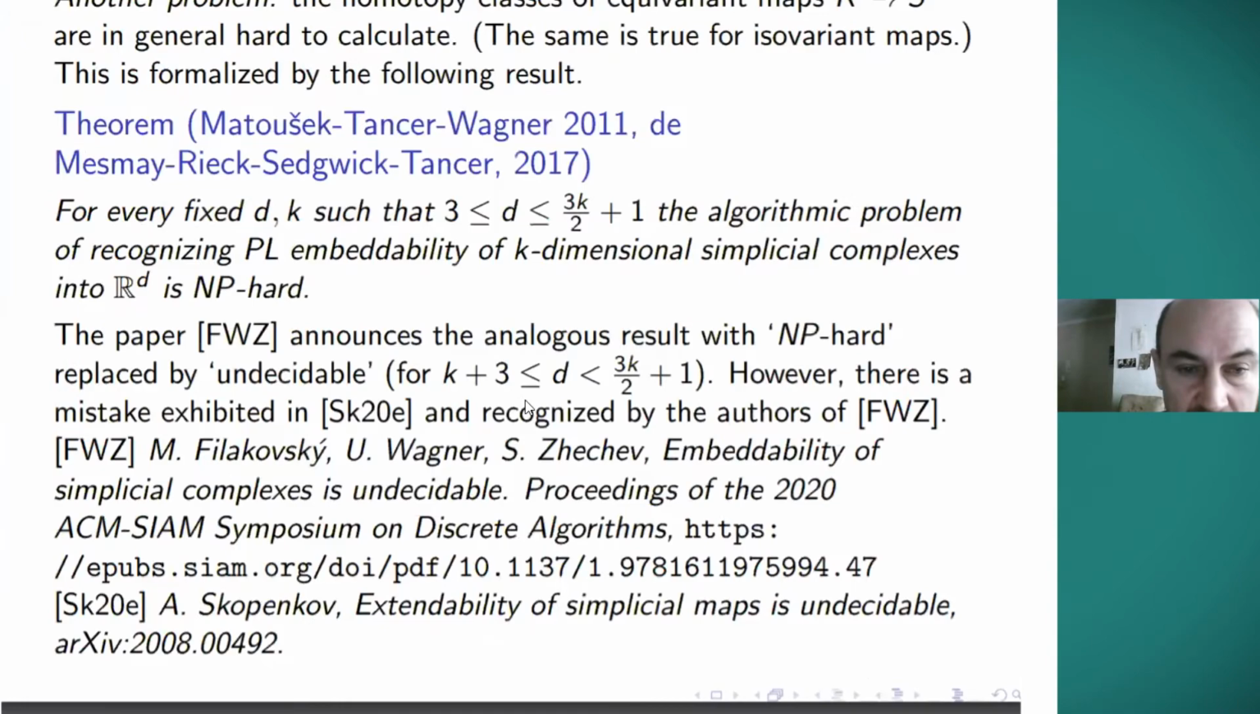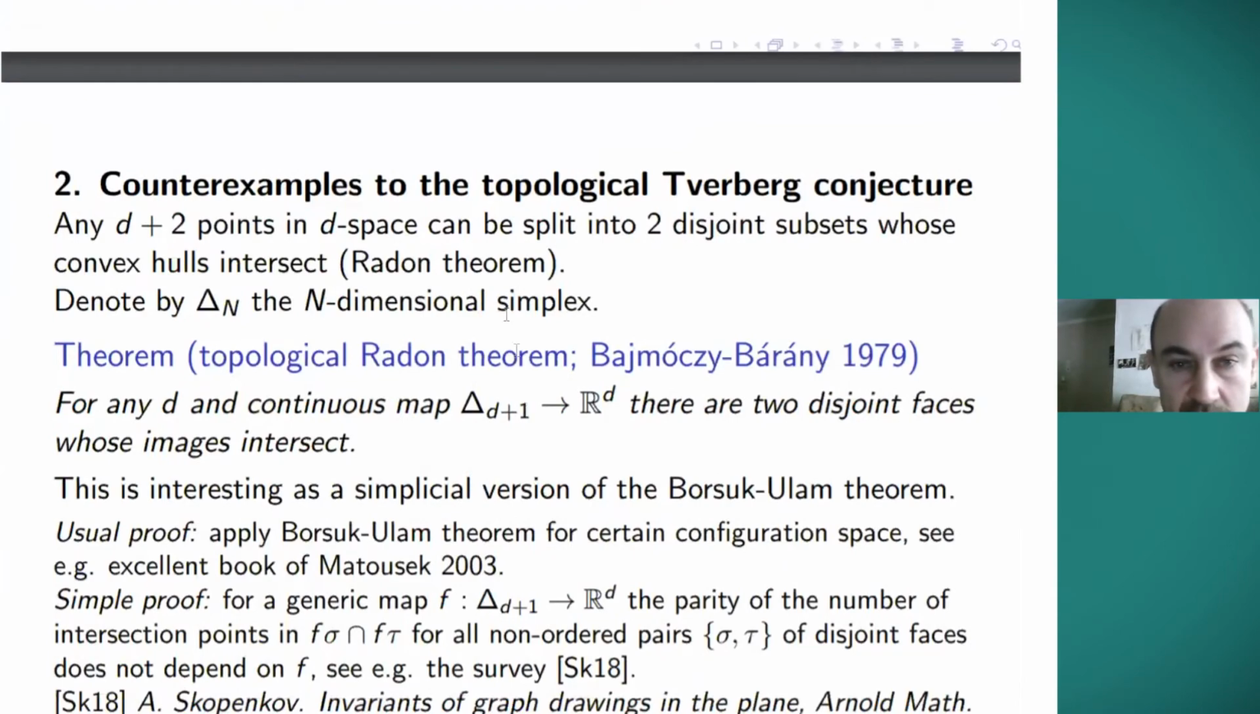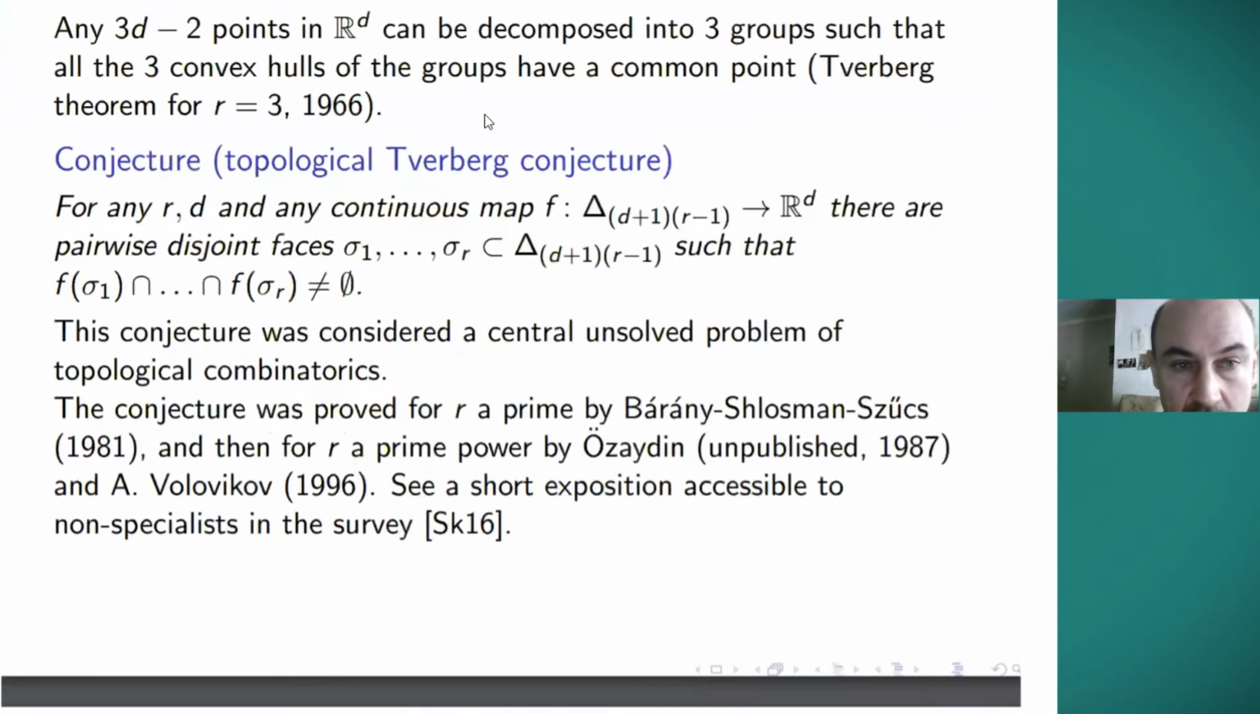Let me briefly illustrate counterexamples to the topological Tverberg conjecture. So a theorem states that any 3D minus 2 points in RD can be decomposed into 3 groups, such that all the 3 convex hulls of the groups have a common point. And that's the Tverberg theorem, not a conjecture. And that's a particular case for R equals 3, for triple intersections.